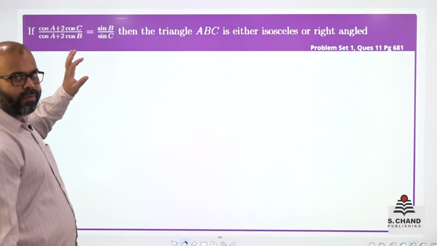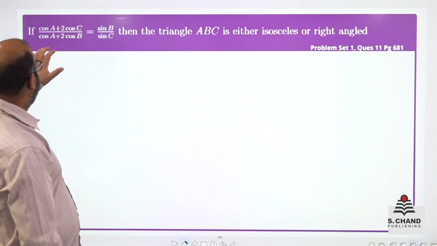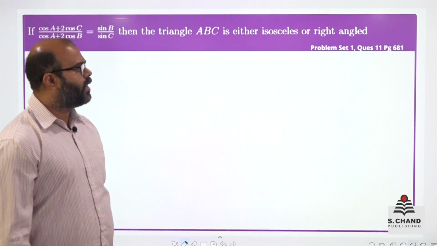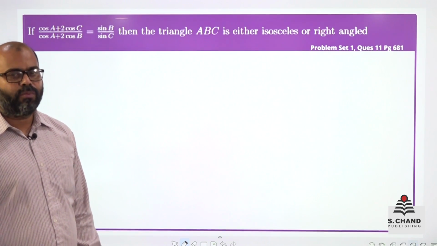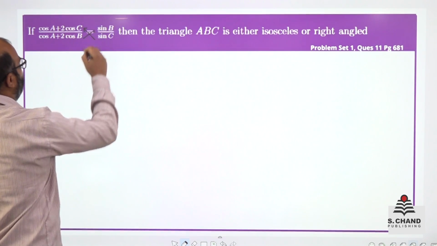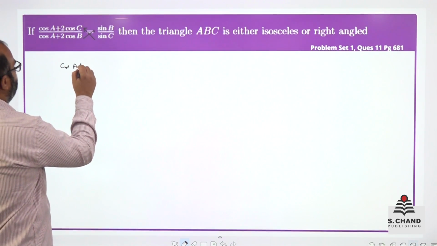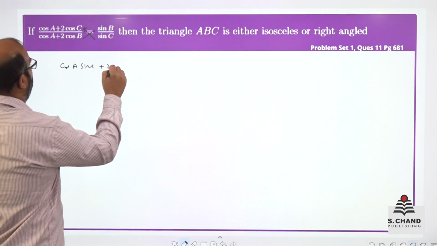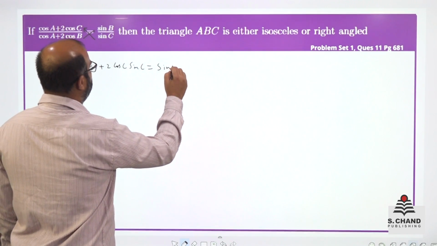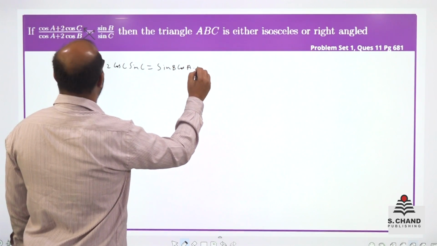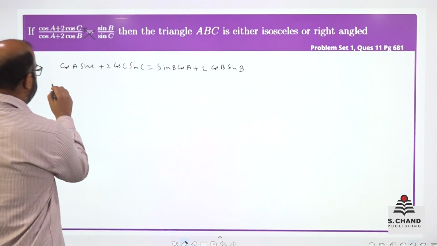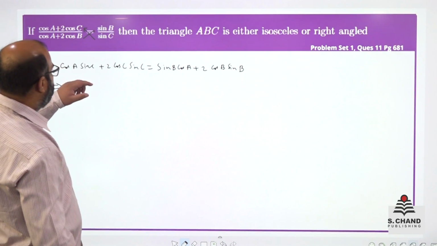The next question we have: if (cos A plus 2 cos C)/(cos A plus 2 cos B) is equal to sine B by sine C, then the triangle ABC is either isosceles or right angled. This is what we have to prove here. So let us cross multiply. This I am multiplying here, this I am multiplying here. So cos A sine C plus 2 cos C sine C is equal to sine B cos A plus 2 cos B sine B.